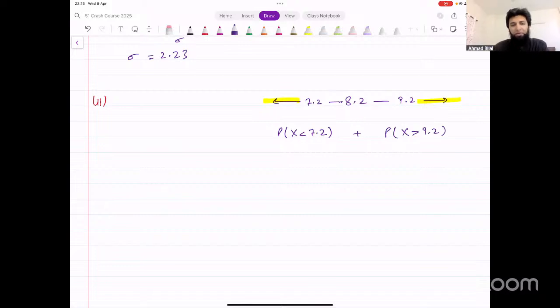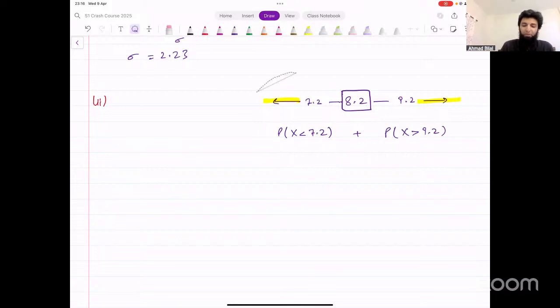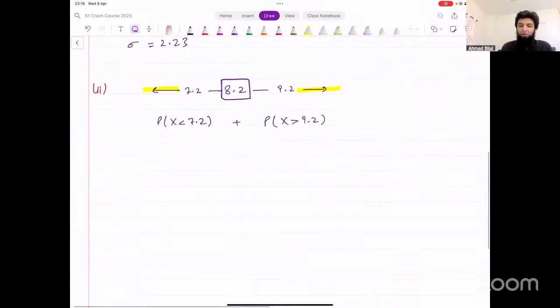And if you think about it, these probabilities are actually going to be both the same because the curve is symmetric. 8.2 is exactly in the middle. 9.2 and 7.2 have the same distance on both sides, right? So whatever this area is, it's going to be the same area on the other side as well. So you can find one of them and just multiply that by 2, and that will be sufficient. Okay, but I'll show that to you in Z form as well.